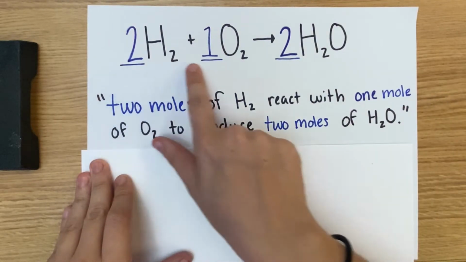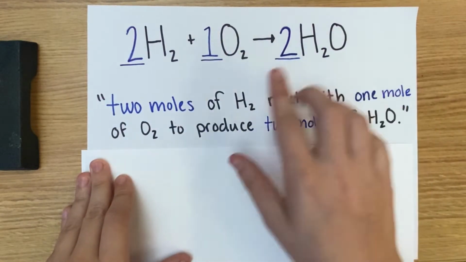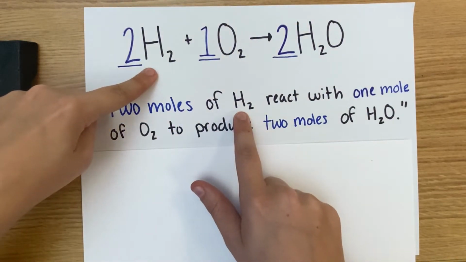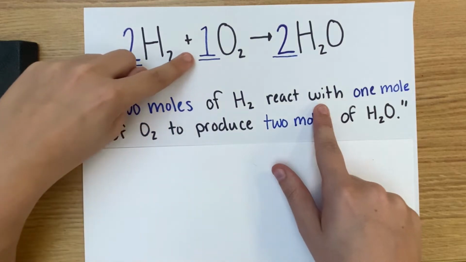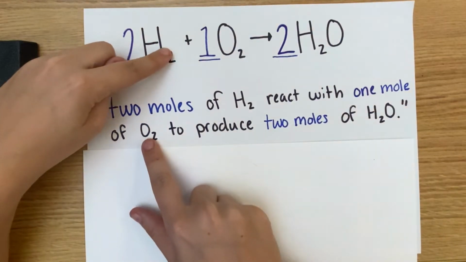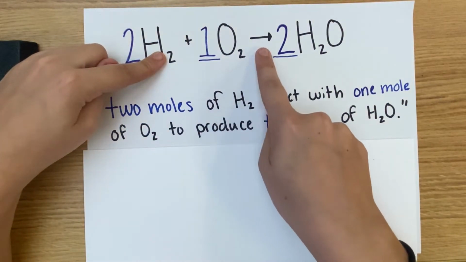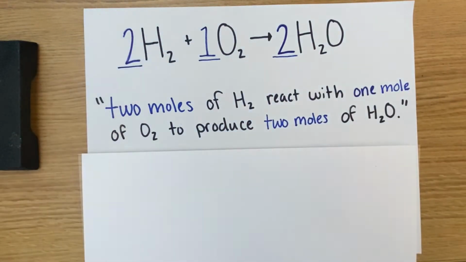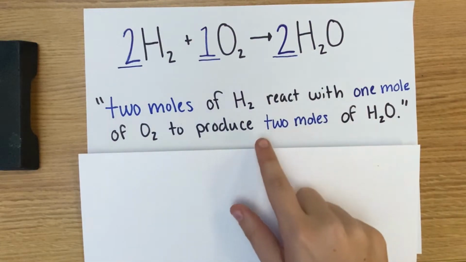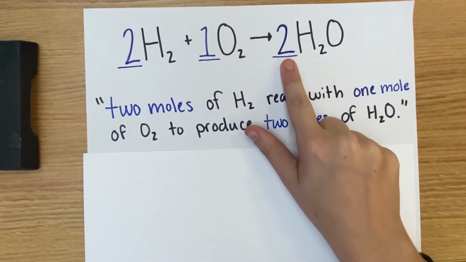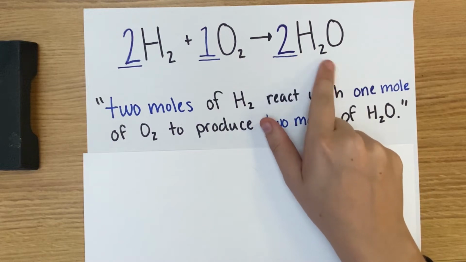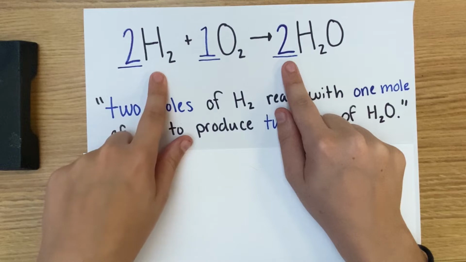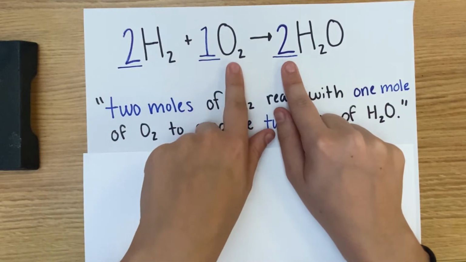So one way to say this in words is that 2 moles of H2 react with 1 mole of O2 in order to produce 2 moles of H2O. So basically what that's telling us is if we want to make 2 moles of H2O, that's how much H2O we want, we would need 2 moles of H2 and 1 mole of O2.